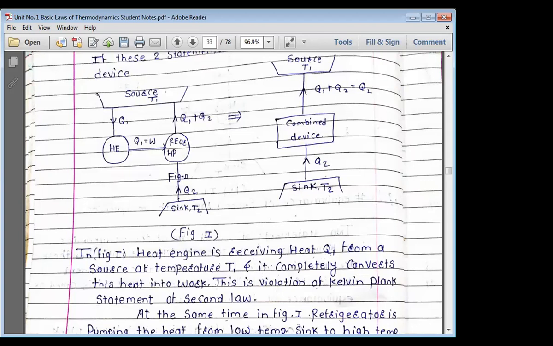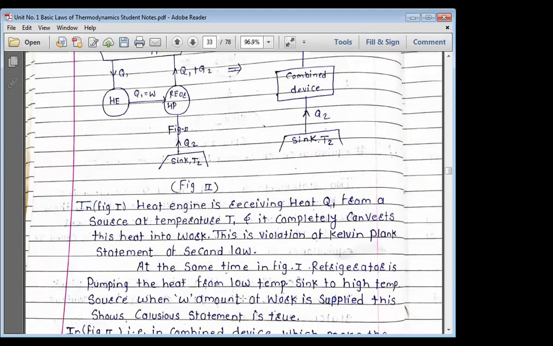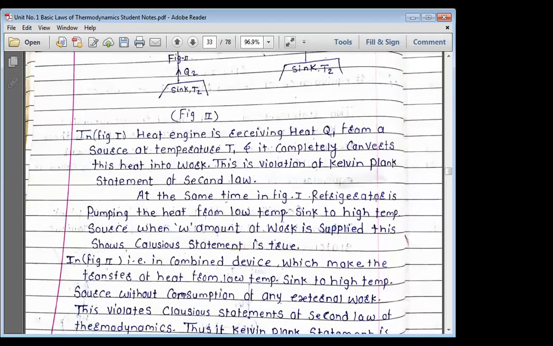Heat engine is receiving heat Q1 from a source at temperature T1 and is completely converting this heat into work. This is a violation of Kelvin, sorry, Clausius statement. At the same time, in figure 1, refrigerator is pumping the heat from low temperature sink to high temperature source with W amount of work, so Clausius statement is true.